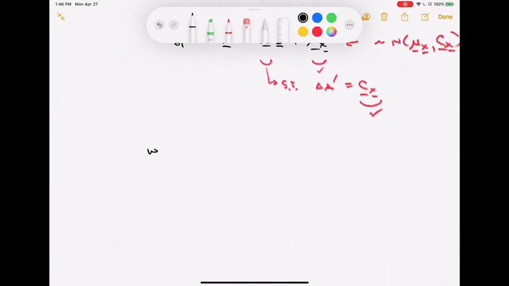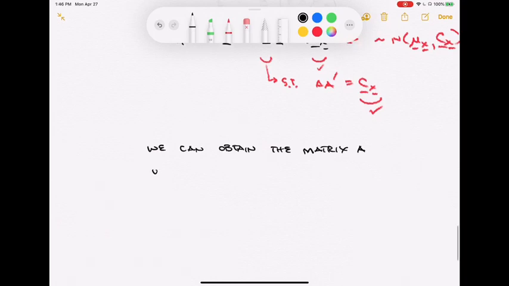Well, we can obtain the value A, maybe I shouldn't call it a value, maybe I should call it the matrix A, using a little bit of a sophisticated linear algebra concept or technique called a singular value decomposition. So we can obtain the matrix A using a singular value decomposition.